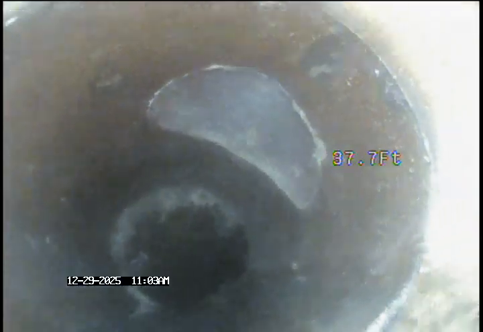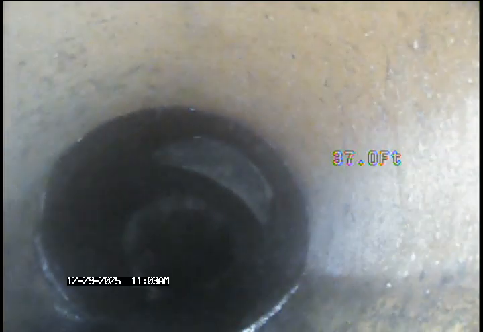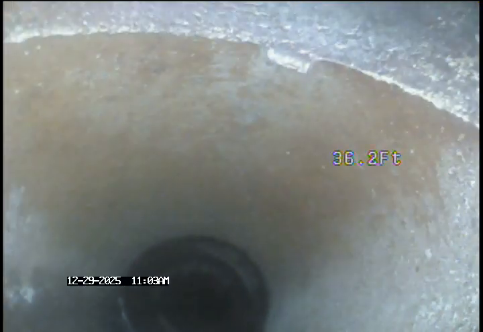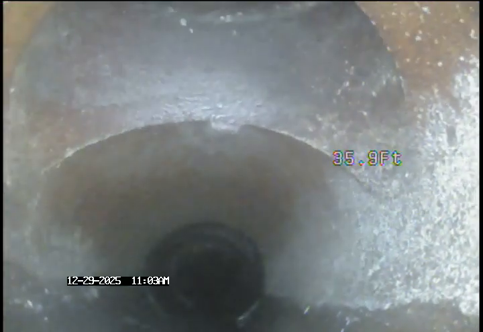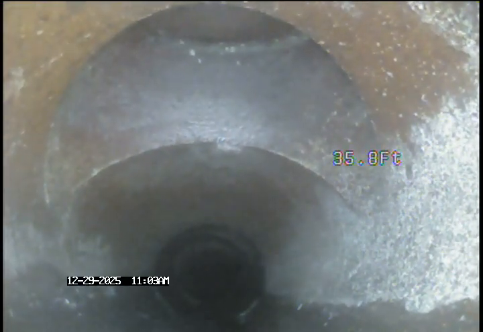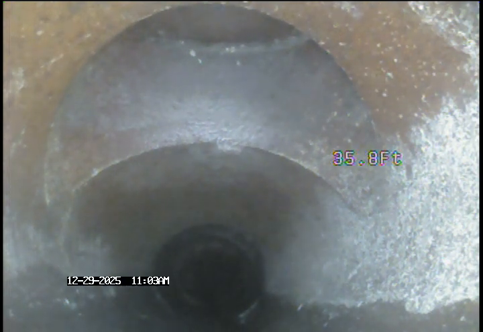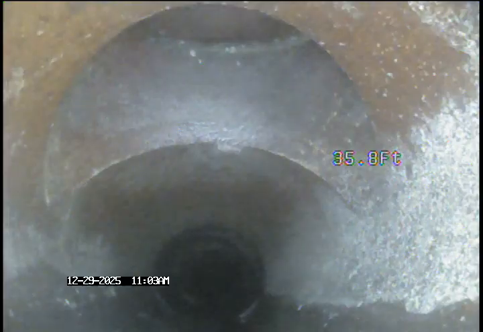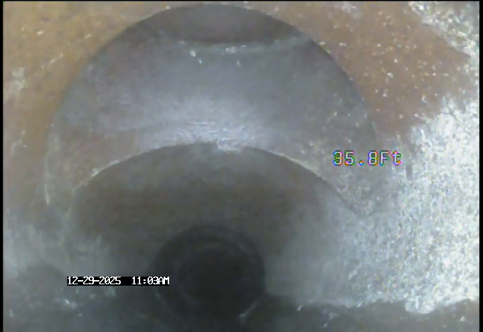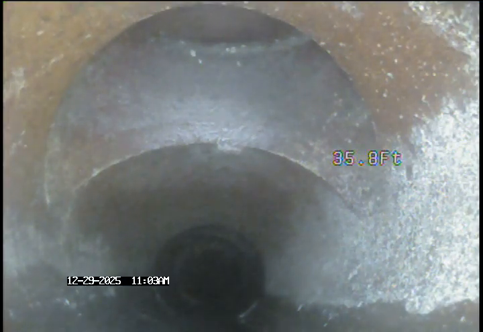So now we are inside of the property underneath the basement floor. Pipe material is still 6-inch clay. We have a connection coming in from the top at 35. Unknown what it's for exactly. Pipe material is still 6-inch clay within the building.